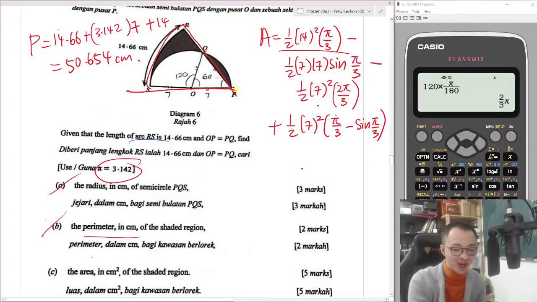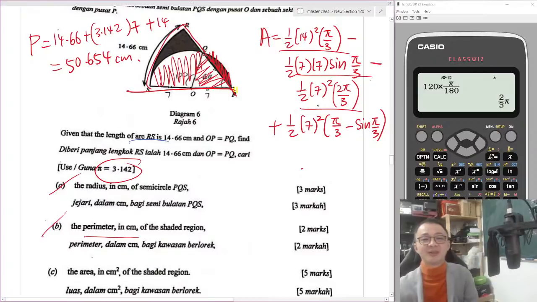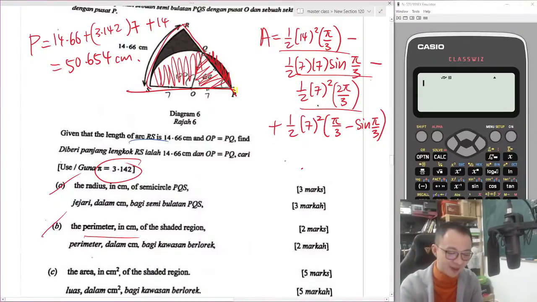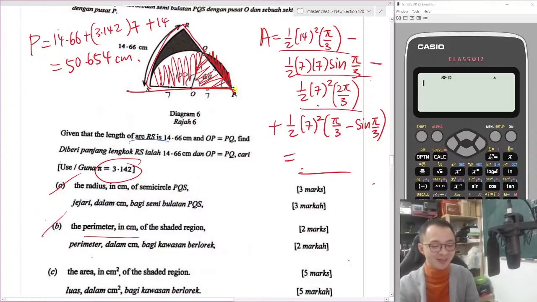I minus the triangle. I minus this one. This is the second one. I minus the sector. I minus this area of sector here. This is the third one. And then I plus the shaded region here, the area of segment. Then you just type everything into the calculator and you will get the answer. But remember, all the pi you need to change to 3.142, which I think is a little bit unnecessary, but this is what SPM do.